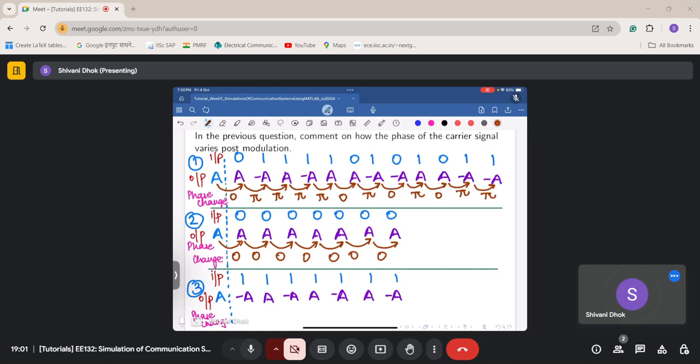Now we have 1. My initial state was this A. Since I saw a 1, there is a pi radian phase change. Again I saw a 1, again a pi radian phase change. Again a 1, pi radian phase change. Then I have 1 again, so again pi radian phase change. So whenever I see 1, I'll change the phase by pi radians.